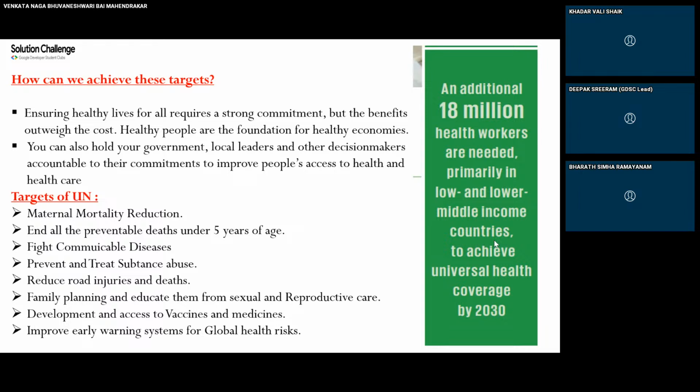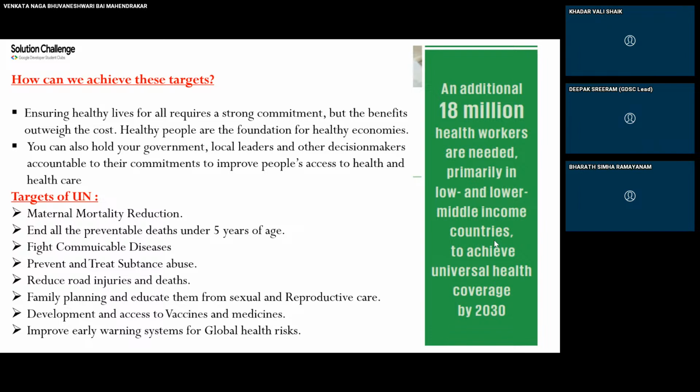The first one is maternal mortality reduction. Maternal mortality is nothing but the women's reproduction thing. So they should know about their pregnancy, what type of food they need to take in the pregnancy period, and how to plan a family. We need to explain everything to them.